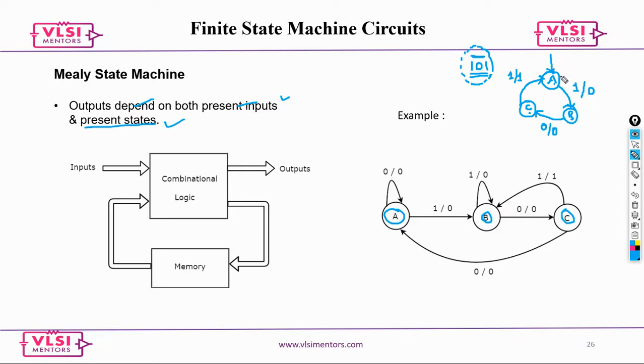Now you need to understand this. Say the input is 0 in state A, so you stay there: 0 bar 0. Here, if it is 1, 0 bar 1. Now what if you get one more 1? What do you want to do here? 1 1 is not our sequence, so you need to go back to this state: 1 bar 0.